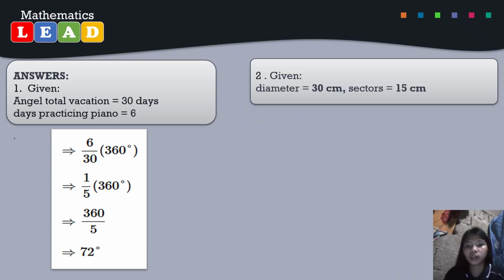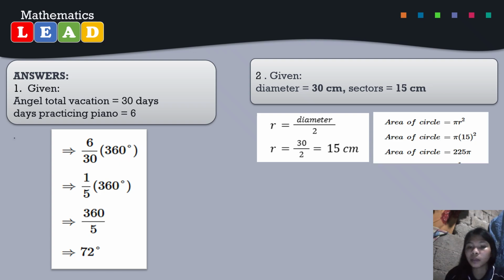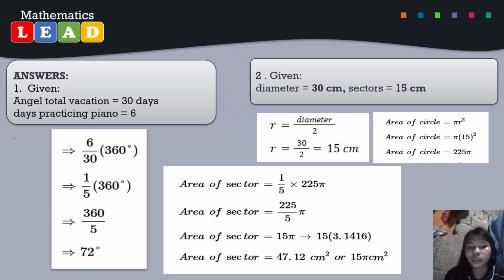And for number 2, we are given a diameter of 30 centimeters and a sector of 1 over 5. To find the radius, we divide the diameter by 2. Now we have 30 divided by 2 is equal to 15 centimeters. To find the area of a circle, we use the formula pi r squared. Substituting, pi times 15 squared. The total area of the circle is 225 pi. To compute the area of a sector, we have 1 over 5 times 225 pi. We have 225 over 5 pi, and to simplify, we have 15 pi.